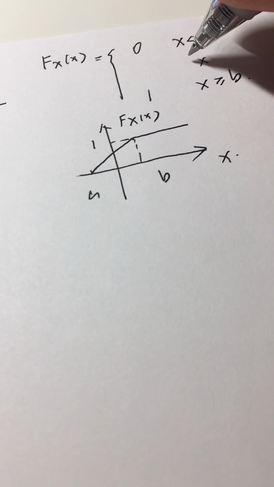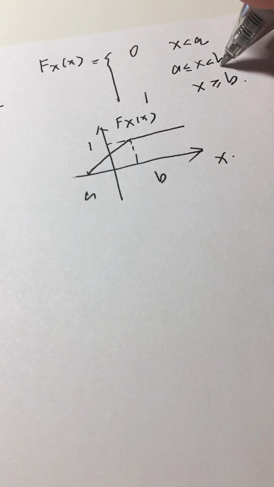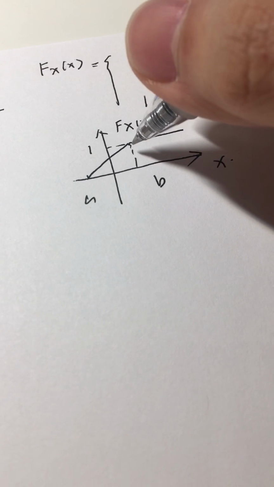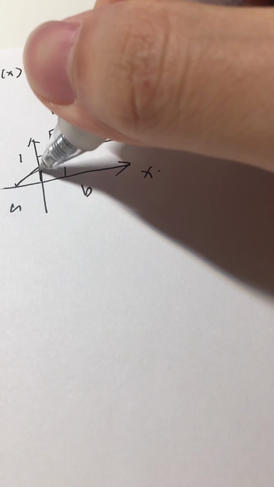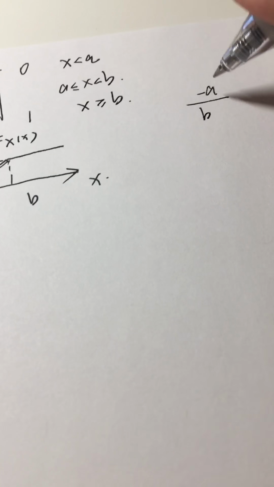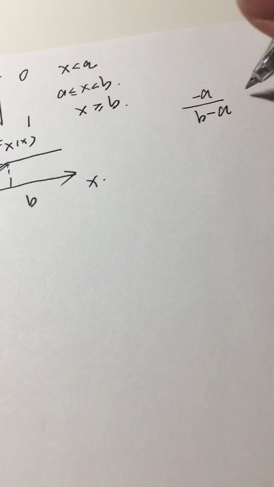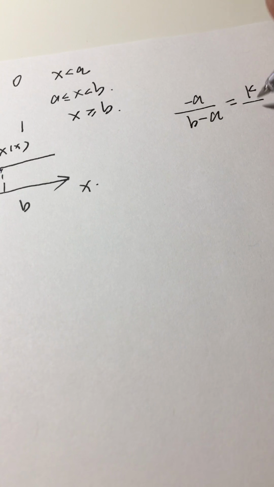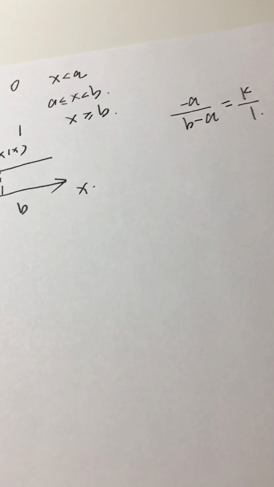When x is between a and b, we know that this part is minus a over b minus a equal to, we want to calculate k over 1. So k equals minus a over b minus a.